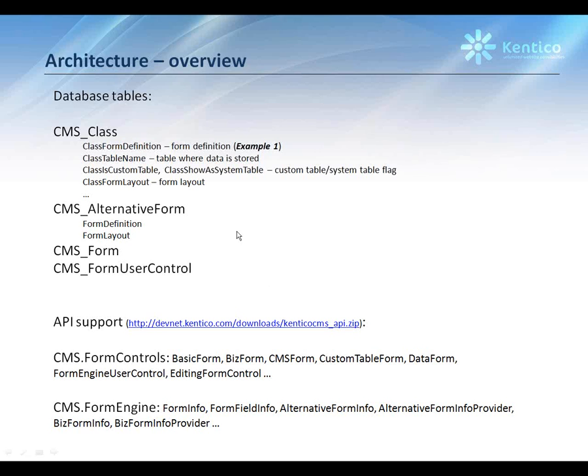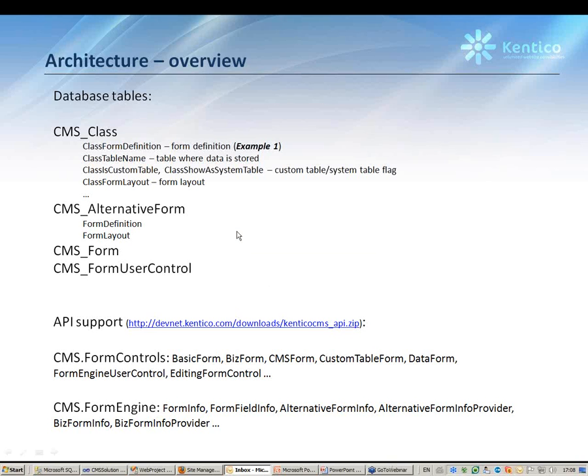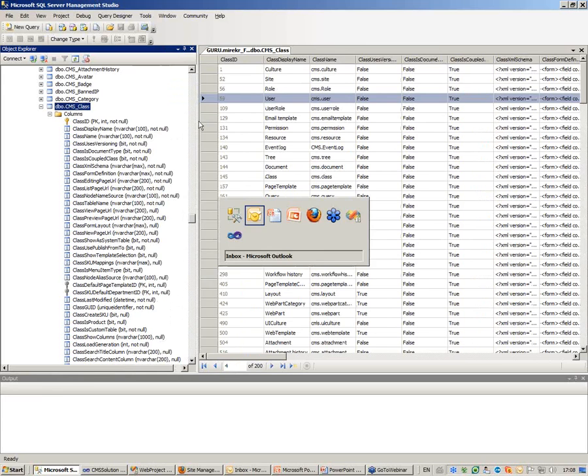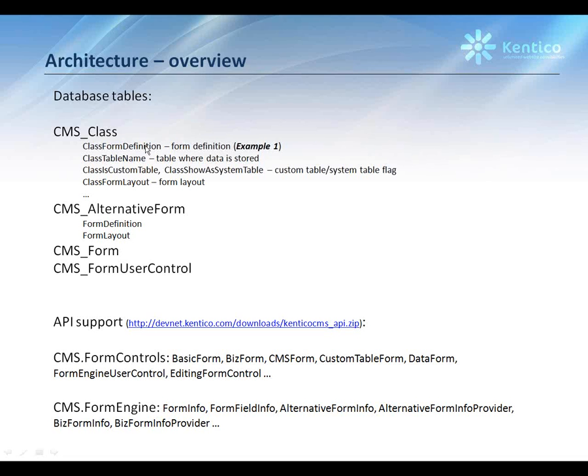Okay, from an architecture point of view, these are the four most important tables in the database that I'm going to talk about today. The most important one is CMS_class. These are pretty much related to Form Engine. Within the CMS class table, you can find, let me open my database. Here it is, CMS_class table. The most important ones are class form definition.